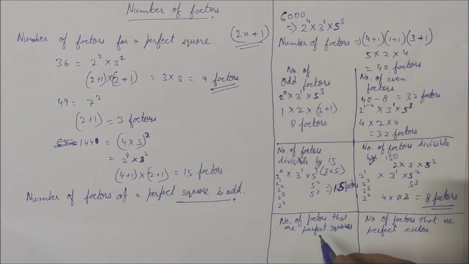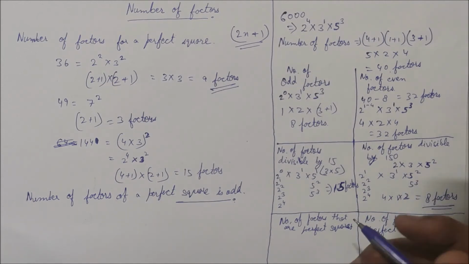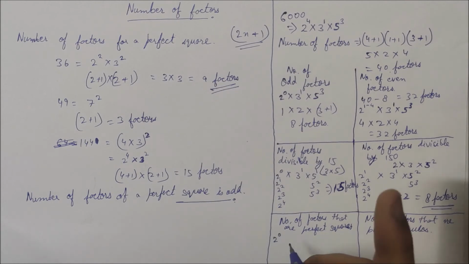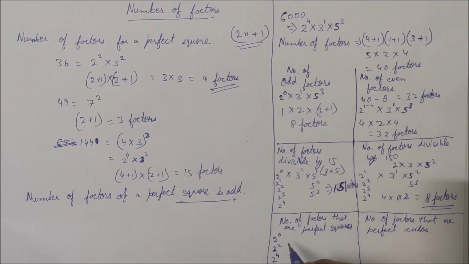So any factor that would be a perfect square, the prime factorized form can only have even powers, or the multiple of 2's should be the powers of that prime factorized form. So when we are considering number of factors that are perfect squares, for this example only I'll consider. So I can take options 2 to the power 0 because 1 is a perfect square, 2 to the power 2 because 4 is a perfect square. Another option that I can take is 2 to the power 4 because 16 is another perfect square. I can't take 2 to the power 1 because 2 is not a perfect square. Neither can I take 2 to the power 3 because 8 is also not a perfect square.